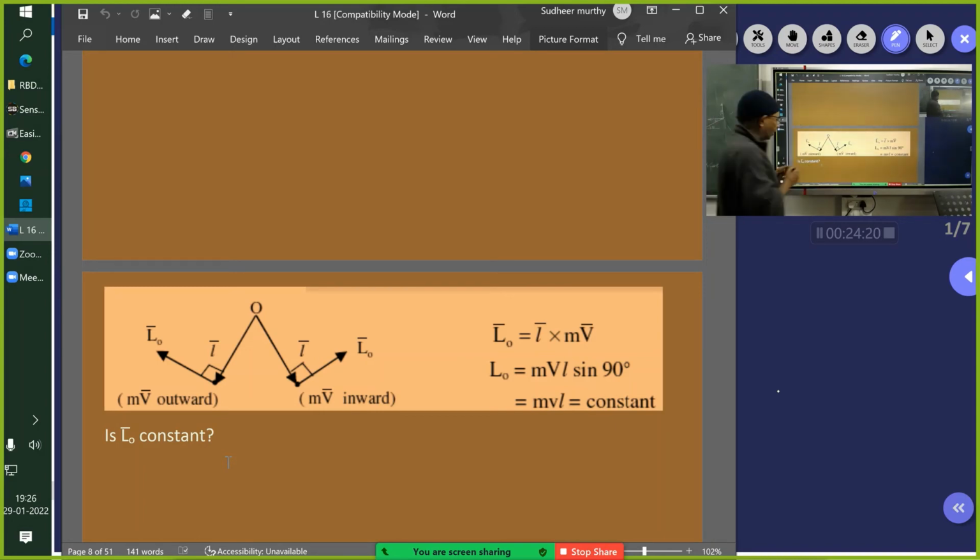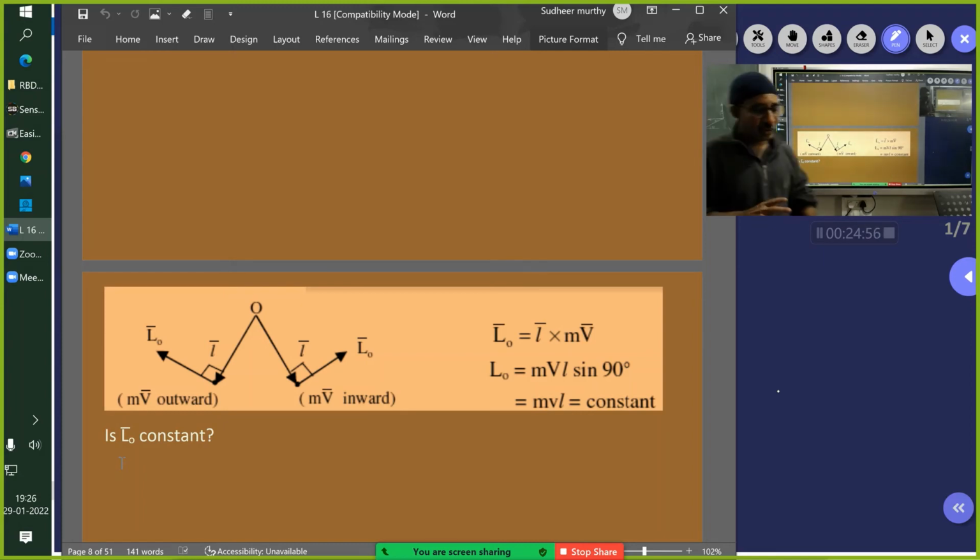See, look at this question now. What we got is that the magnitude of the angular momentum is constant. But is the vector angular momentum constant? One doubt, sir: there is mg sin theta acting along the motion of the bob, so there is an external force in it.